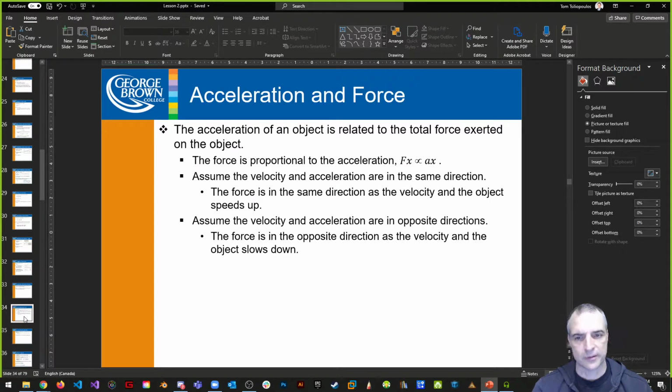We're also going to be talking about force, not now, but there's a footnote here. This is really a footnote slide, which talks about how the acceleration of an object is related to the total force exerted on the object, where force is measured in newtons. We're going to talk about newtons in a couple weeks. The force is proportional to the acceleration. So the more acceleration I have, the more force I need to use. And that's part of Newton's second law, which is force is equal to mass times acceleration.